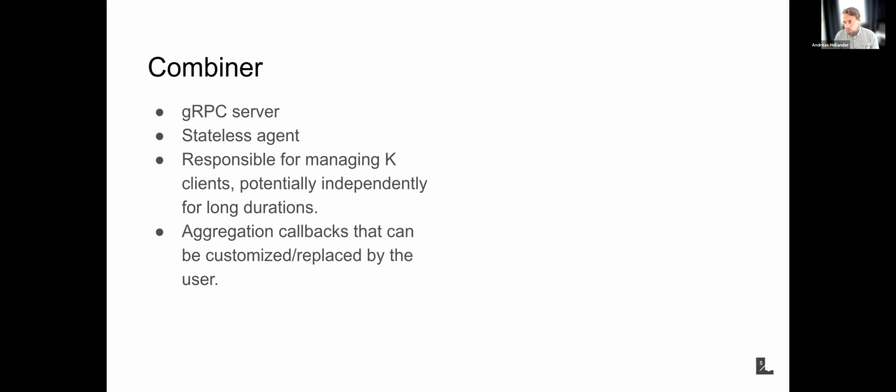And as I said, the combiner is the main agent here, where most of the code is written. This is the gRPC server. It's a stateless agent that is responsible for managing K clients out of the capital N large number. And this combiner can work independently of other combiners and the reducer for long durations of time.